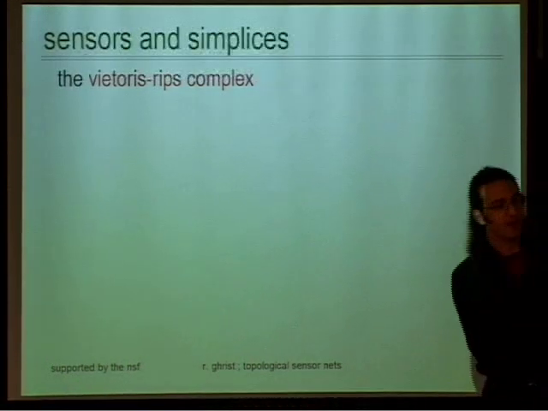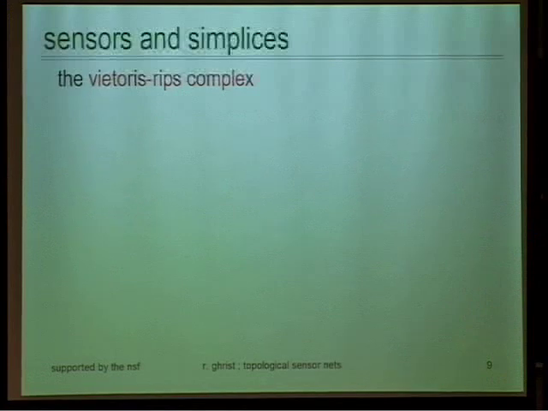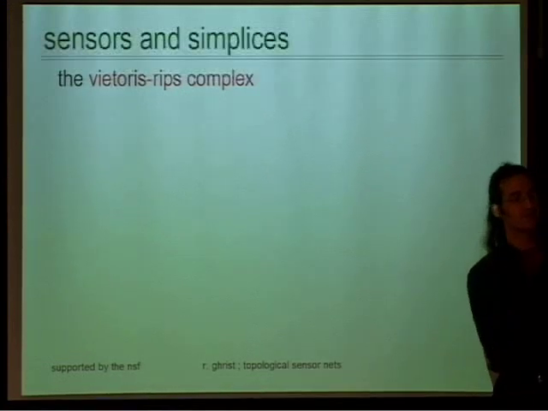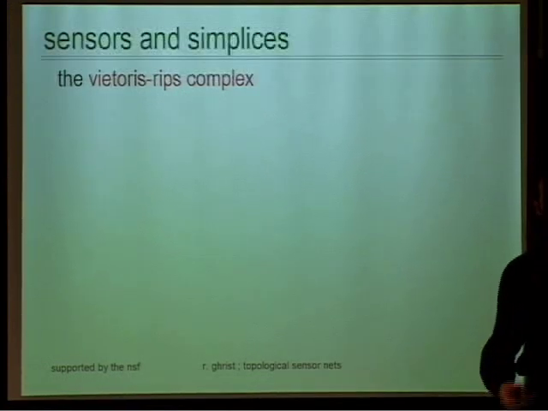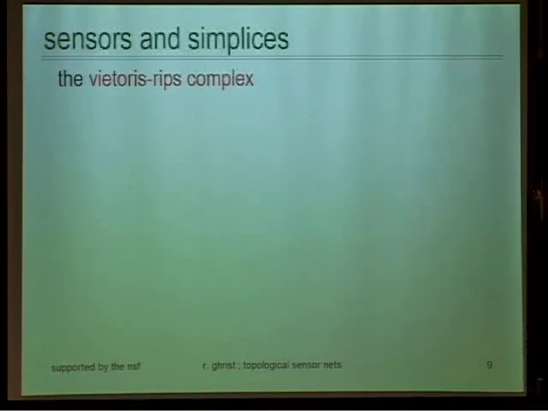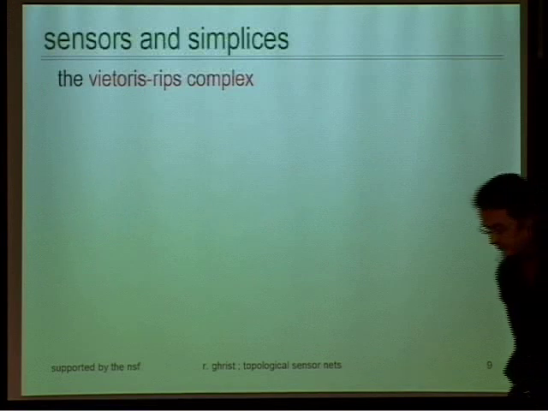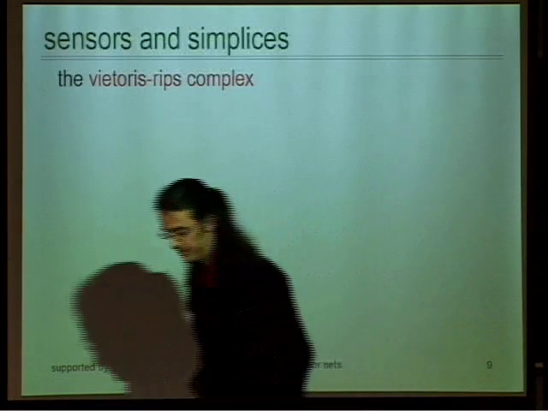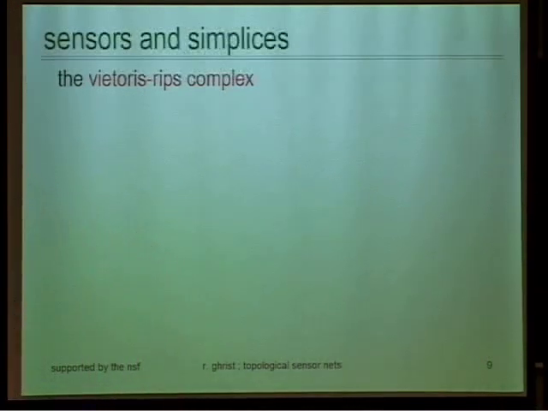Point of history, it's my understanding that Vietoris really did this first. And in fact, this was the way homology was approached in the beginning. And then everyone forgot about Vietoris's work until Rips used the same construction in a completely different setting in geometric group theory. So I'm going to be obstinate and call it the Vietoris-Rips complex on this one slide. But from then on out, I'll just call it Rips.